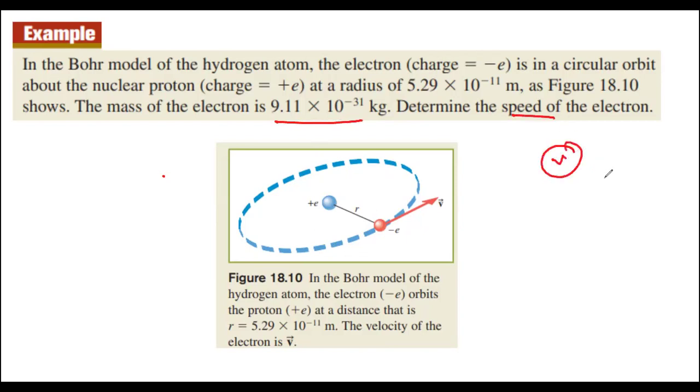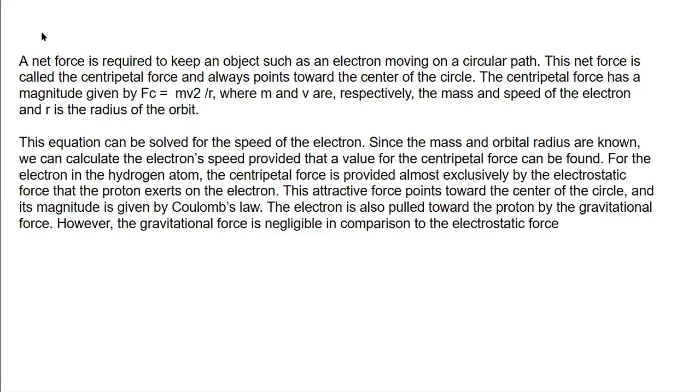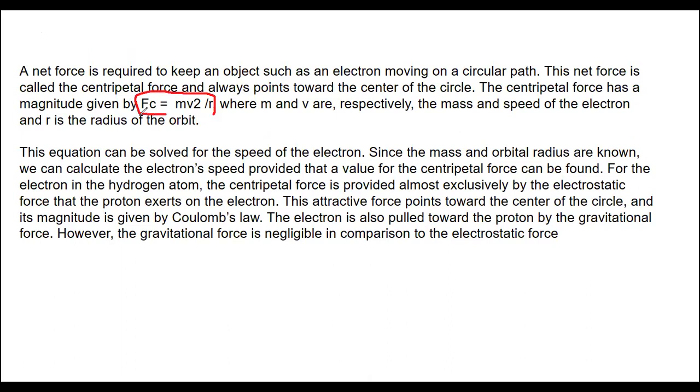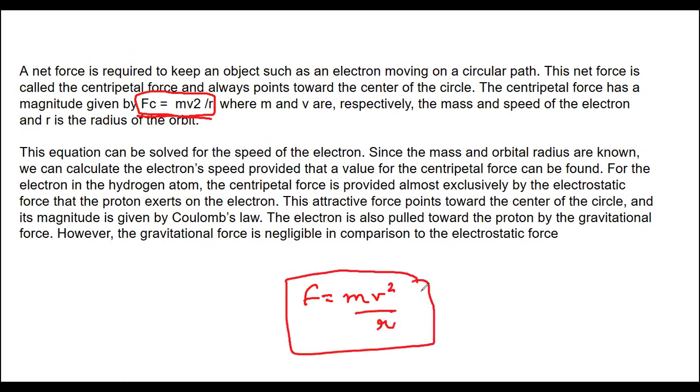Now, how do we go into this one? We have to determine the speed of the electron. If you recall from your prior knowledge, what is the force acting on an object that is moving in a circular motion? That would be the centripetal force. There is a reasoning that has been written for you. Feel free to pause the video and go over it, if you want to go into details.